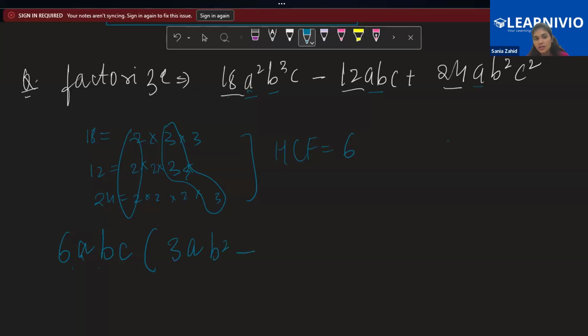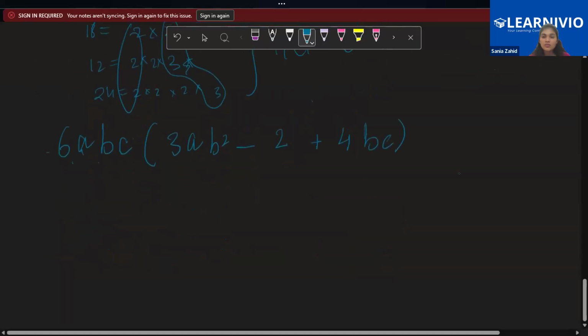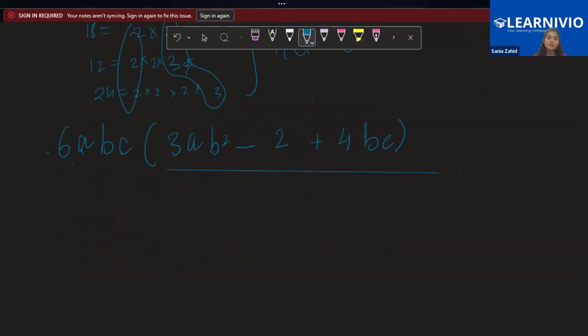Then you put a minus sign. 6 into how many times is 12? 6 into 2 is 12. So write down 2. a you have written, b you have written, c you have written, so nothing to be taken as common. Plus 24. 6 into 4 is 24. So write down 4. a you have written as it is, b square but b, so write down 1b inside the bracket. c square and c, write down 1c. So the answer is 4bc. So the factors become 6abc and 3ab square minus 2 plus 4bc.